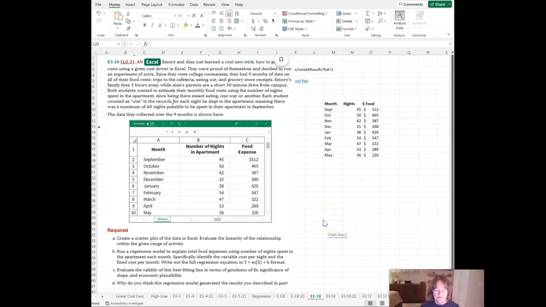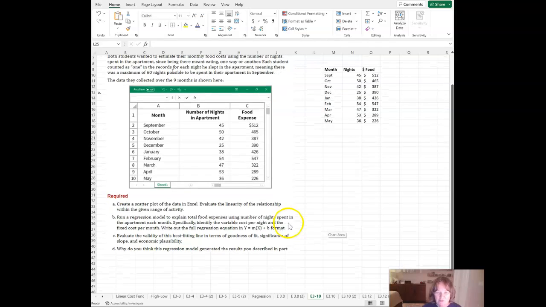Okay, this is exercise 3.10, and this is a nice problem too. Even though I think the idea is goofy, I give the students credit for fooling around with it. Well, it's a good way to learn in any event.